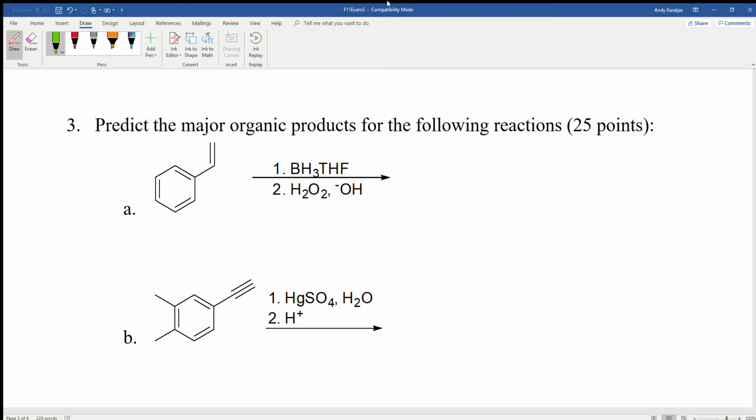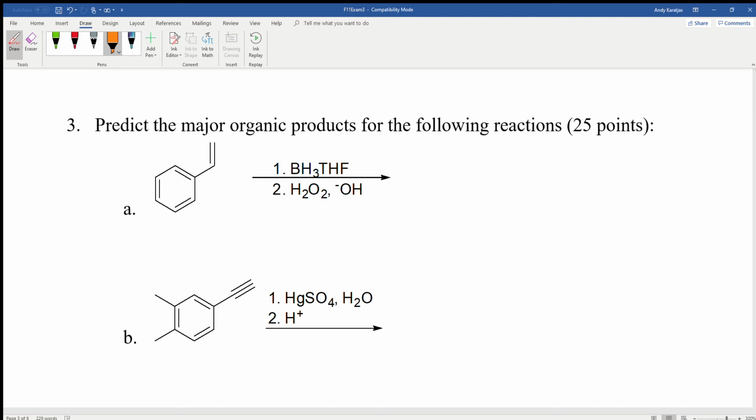Some important reminders before we start looking at any of the specific questions. And that is to make sure we pay attention to what's most important in these problems. And that's looking for the functional groups that can react and knowing what the reagents do with different functional groups. So as this exam covered primarily alkenes and alkynes, that's what we should be paying most attention to in these types of questions.